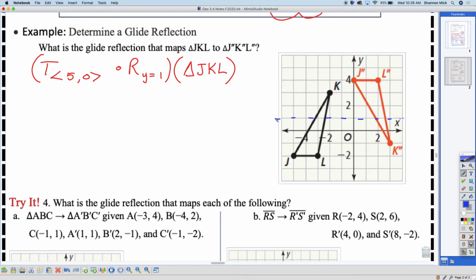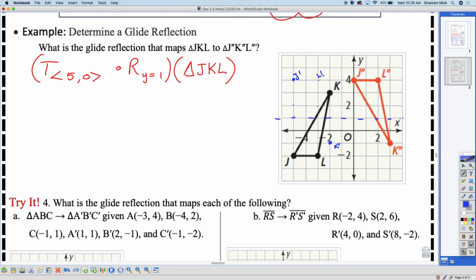So I'm 2 up on my K. I need to go where? 2 down. This is K prime. And I'm 3 down on J and L, so I need to go 3 up. So 1, 2, 3 is J prime, and 1, 2, 3 is L prime. So now I'm lined up with my double primes already, right?